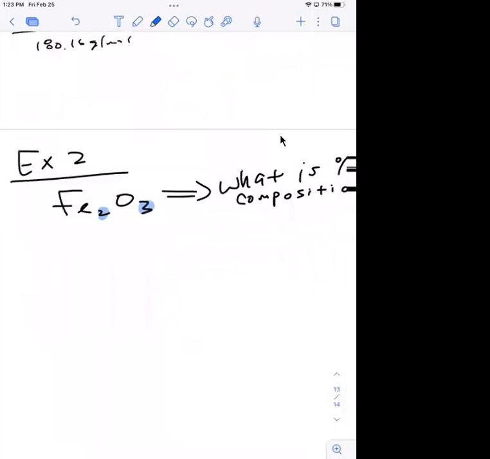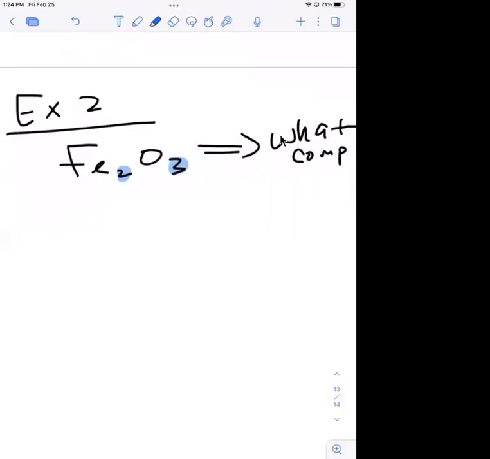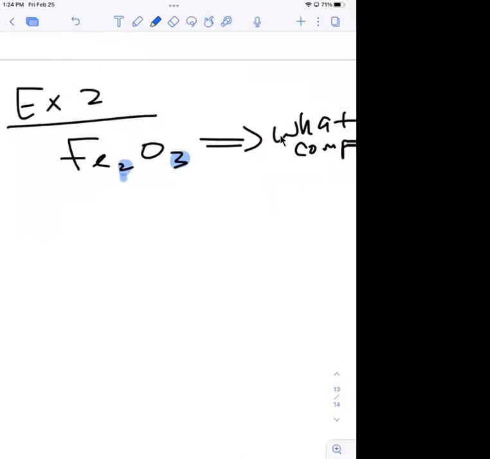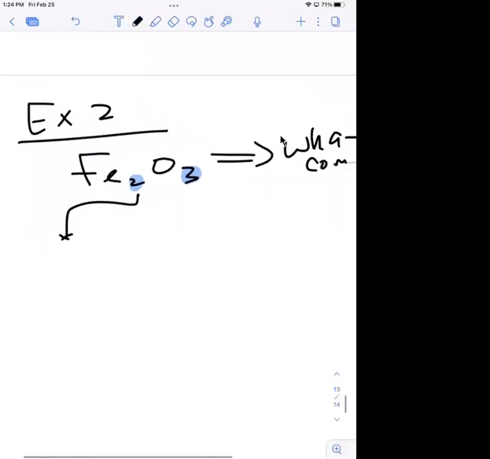So let's find the whole first, right? Because in finding the whole, we're also going to know what the part is as well. So we take iron, right? We need to know what the atomic mass of iron is from the periodic table. Can somebody tell me what that is real quick?